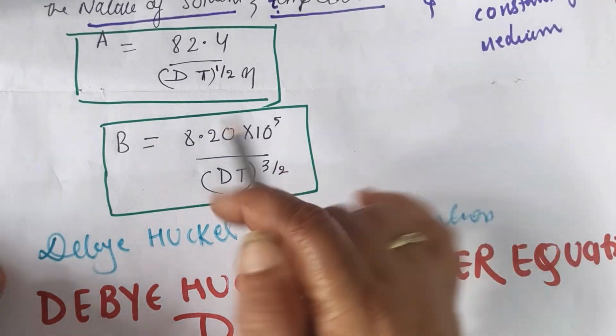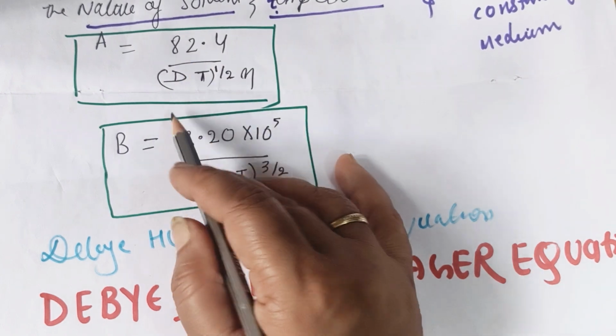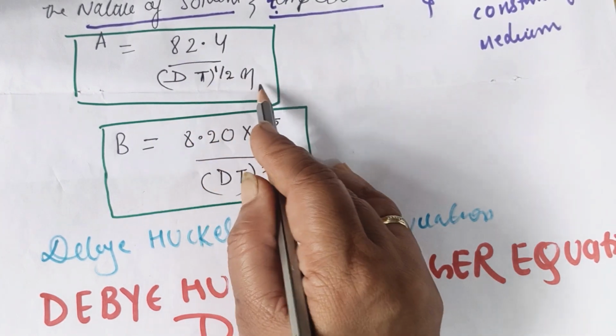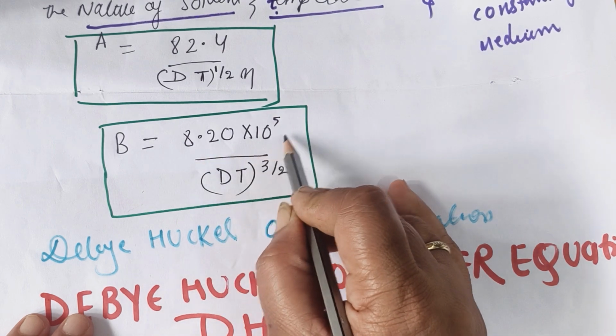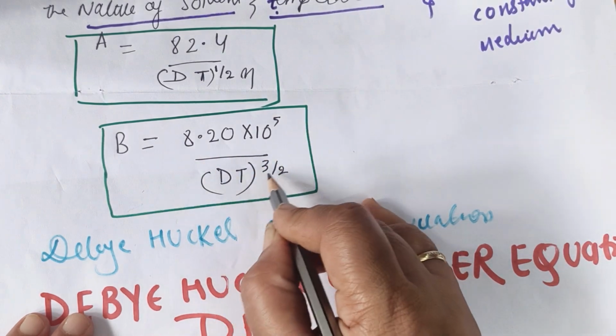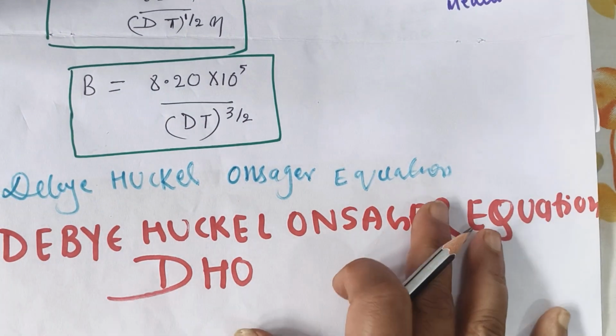And in the beginning I told you the value of a is equal to 82.4 by (DT)^(1/2) eta, and the value of b is equal to 8.20 into 10 to the power 5 by (DT)^(3/2). So students, this is your Debye-Huckel-Onsager equation.